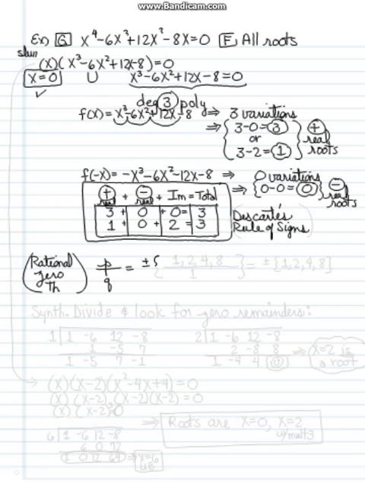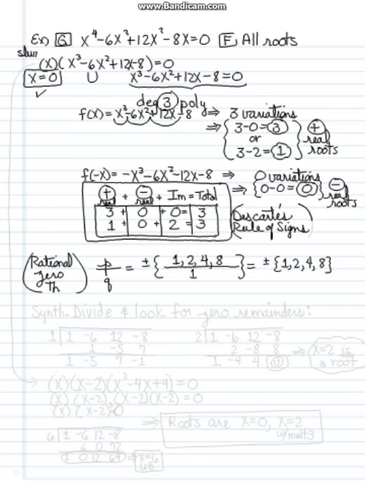So the top has to be plus or minus the factors of the constant coefficient 8. So on the top, it's going to be either 1, 2, 4, or 8. And the bottom is going to be the factors of the lead coefficient. That's the number 1 that's multiplying the highest power of x. Those factors are just 1. So the list is positive or negative 1, 2, 4, or 8.